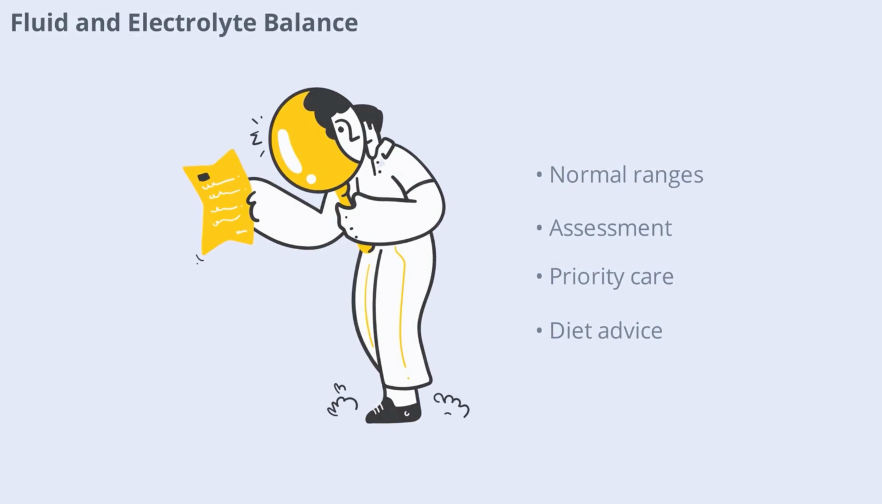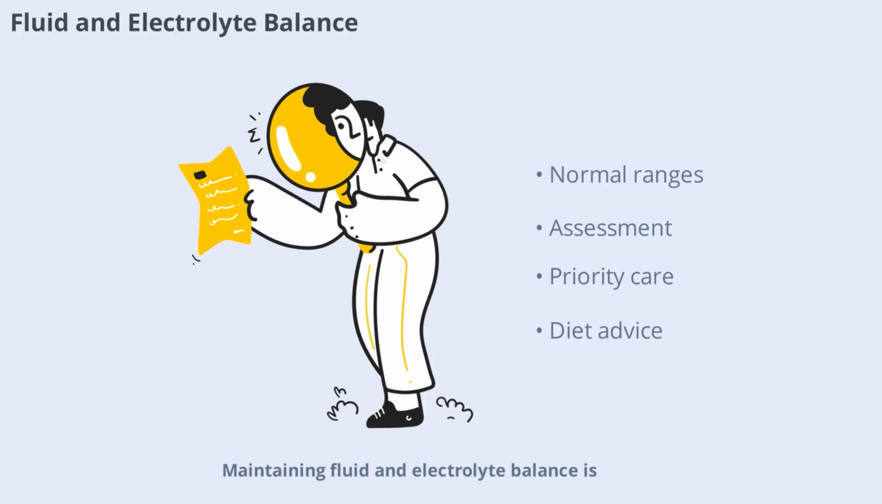Maintaining fluid and electrolyte balance is a fundamental aspect of adult health nursing. For the NCLEX, know the normal ranges, assessment findings, and nursing interventions for common imbalances. Be prepared to prioritize care for patients at risk of complications, such as cardiac arrhythmias or seizures. Patient education on dietary modifications and monitoring is also important.